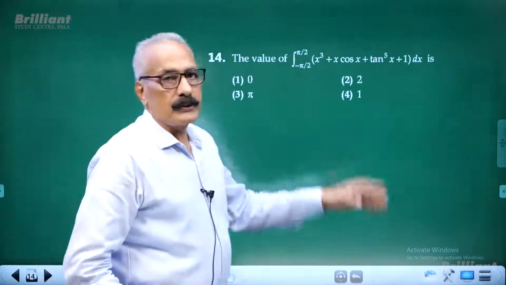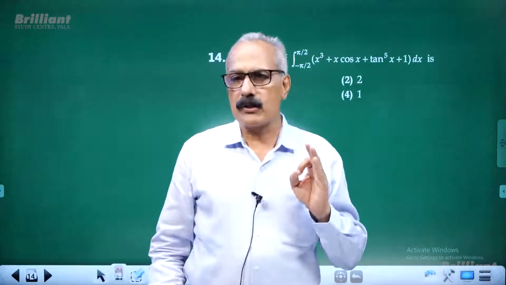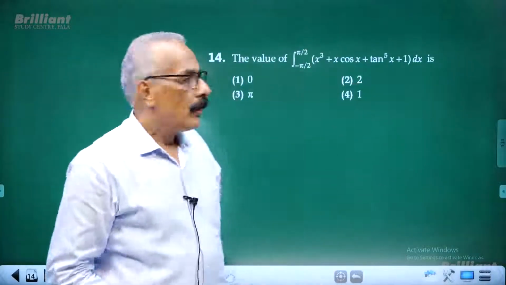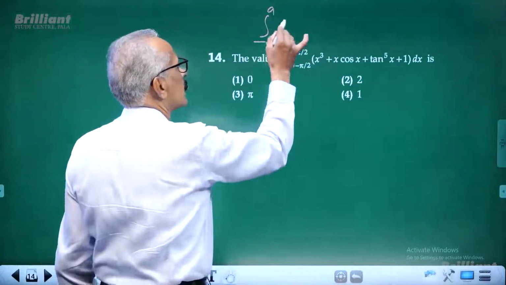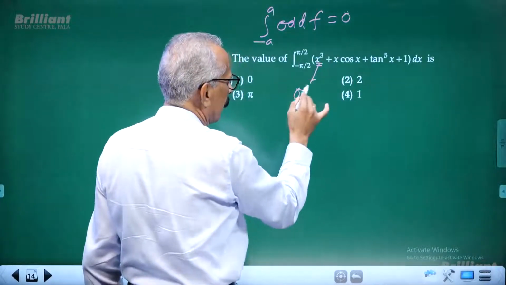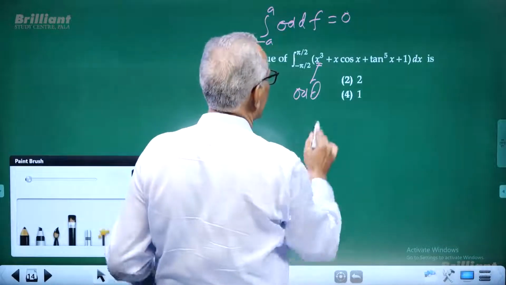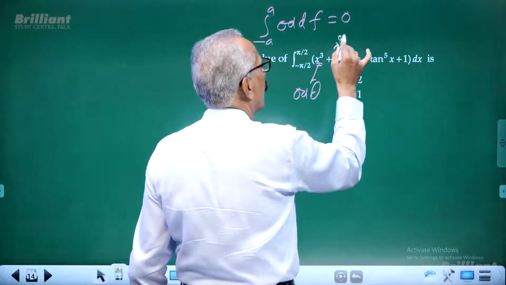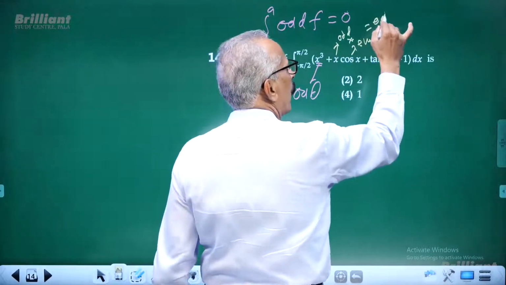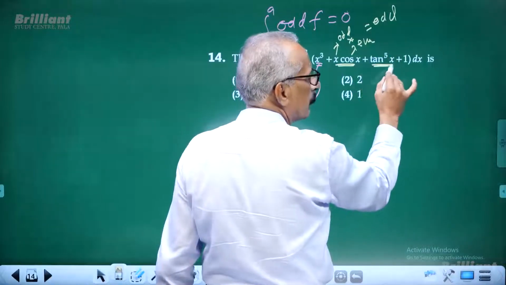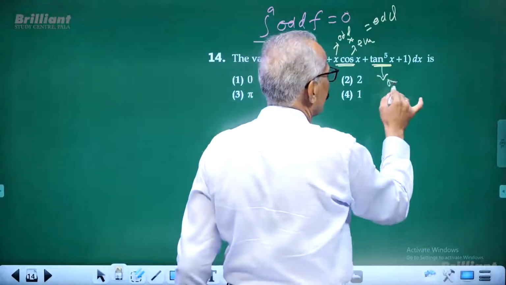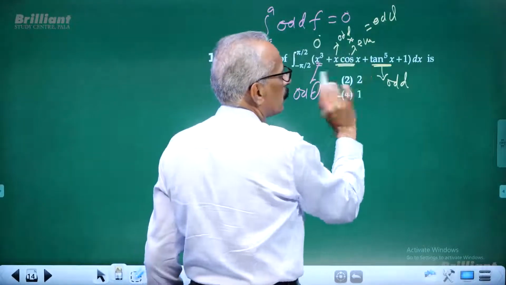See, whenever you are given a question for integration from minus A to plus A, check for even or odd. So, the integral from minus A to plus A of an odd function is always 0. X cube is an odd function. X is odd, cos x is even, odd into even equals odd. So, this is also odd. Tan raised to 5, tan x is an odd function raised to an odd number, it is an odd function. So, this part is 0, this part is also 0, then only 1.